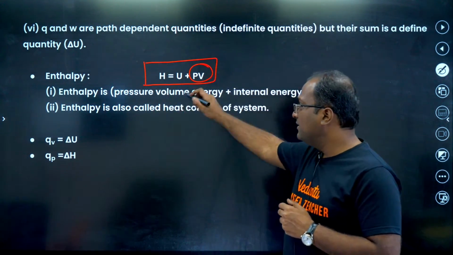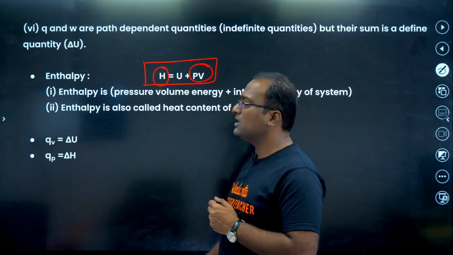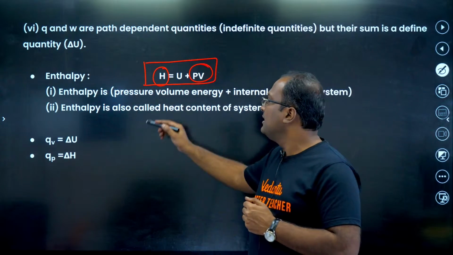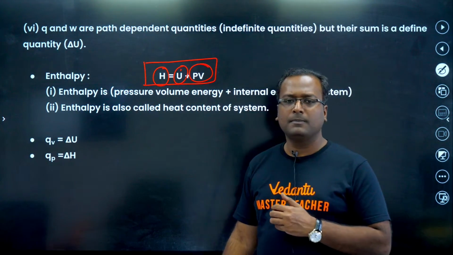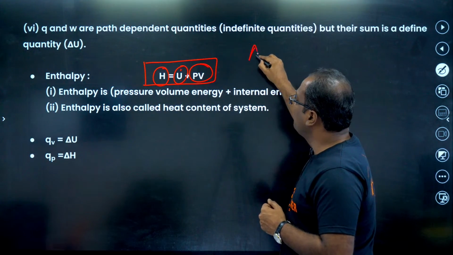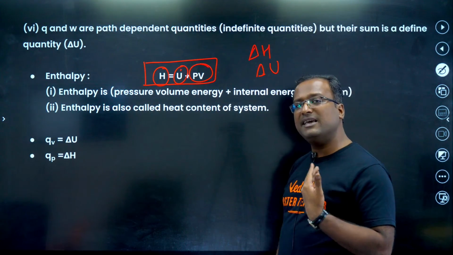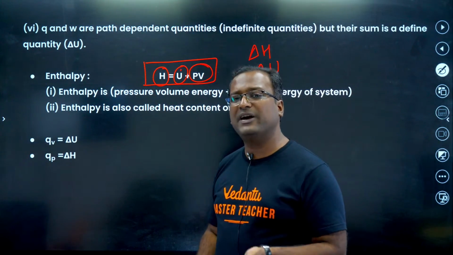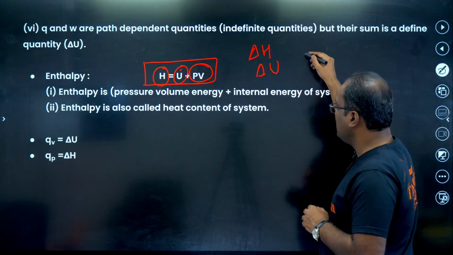Now, this is written in an absolute format, but we know that absolute measurement of H is not possible, just like absolute measurement of U is not possible. Meaning, we can always find delta H, we can always find delta U, change in enthalpy, change in internal energy, but we can never find absolute value of H and U. So this formula is practically useless.